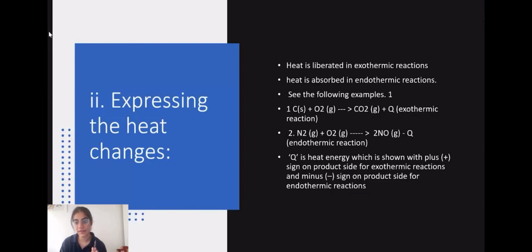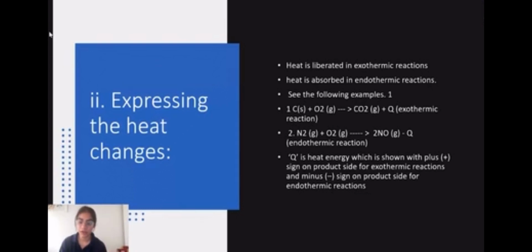In addition to balancing the chemical equation and mentioning the physical state of each substance, for example, carbon being in its solid state, oxygen being in gaseous state, giving us carbon dioxide, which is a gas, we have to mention a plus Q. Q is the heat energy, which when liberated is shown with a plus sign, and when absorbed is shown with a minus sign.